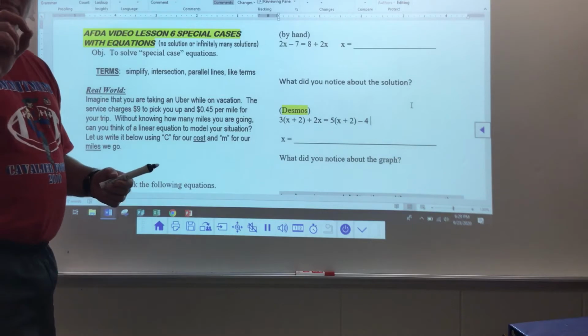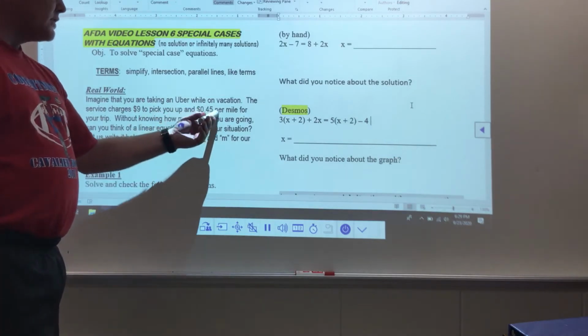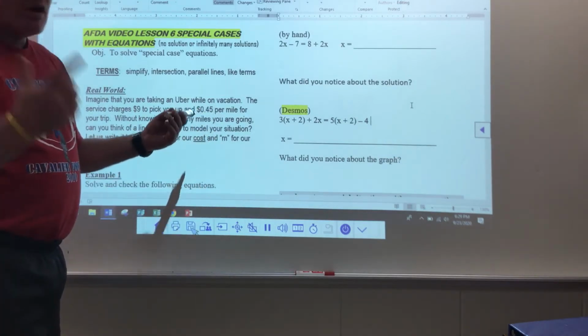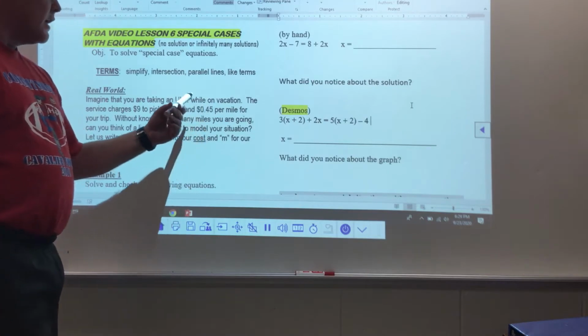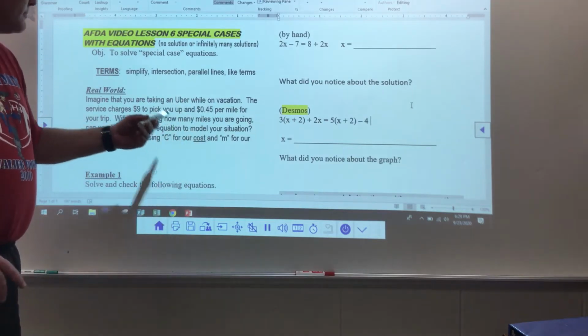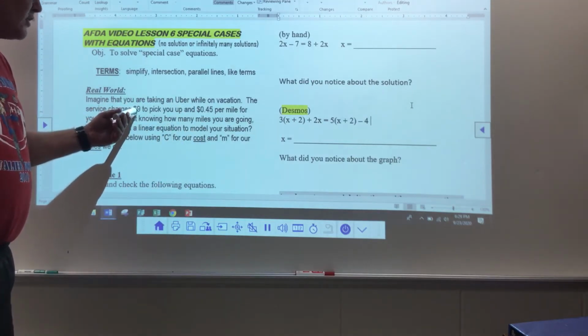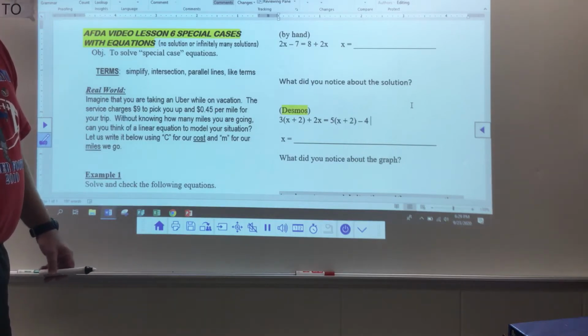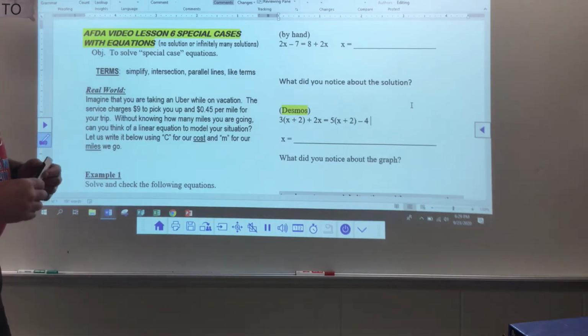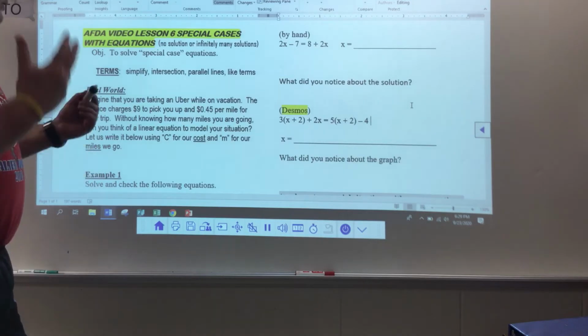So let's keep it simple. Let's say we just go 1 mile. How much is that going to cost us with 45 cents? Well, it's 45 cents per mile, so that's going to be 45 cents, right? Plus you add the $9 on it. To go 1 mile with the Uber is going to cost you $9.45. How about 2 miles and so forth?